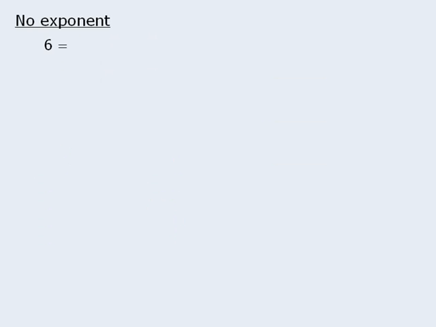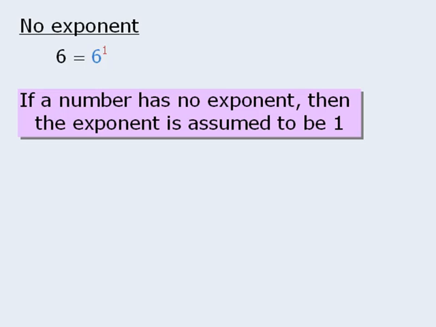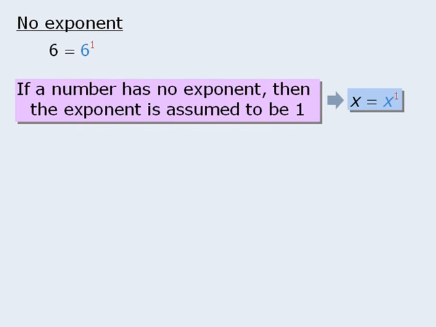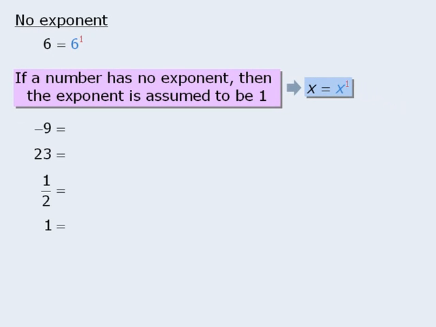Next, we will examine situations where there is no exponent. In this particular example, 6 can be rewritten as 6 to the power of 1. In fact, if a number does not have an exponent, then the exponent can be assumed to be 1. In other words, x is always equal to x to the power of 1. So all of these numbers can be rewritten using exponential notation as follows.